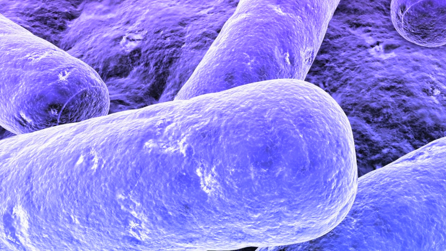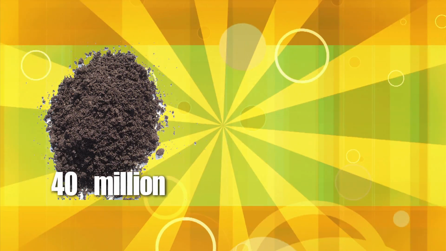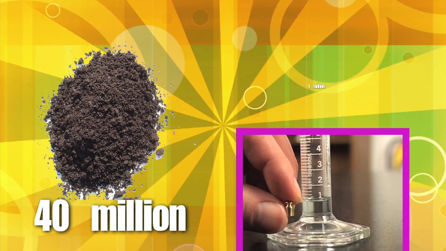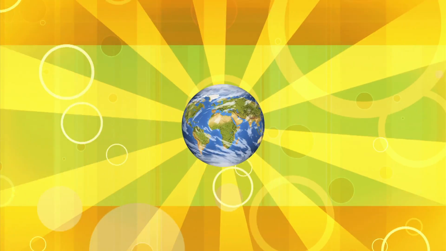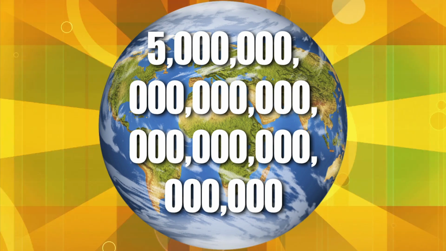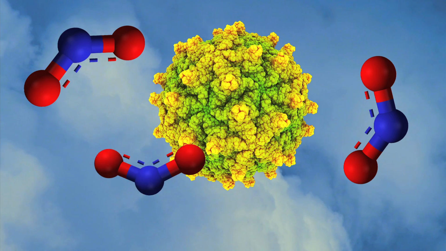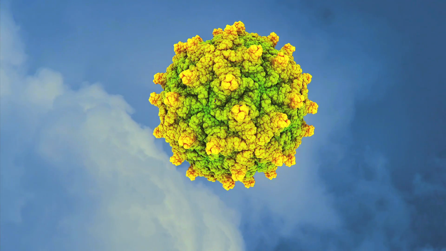Prokaryotic organisms lack a cell nucleus or other membrane. There are typically 40 million bacterial cells in a gram of soil and 1 million bacterial cells in a milliliter of fresh water. In all, there are approximately 5 nonillion bacteria on Earth. Bacteria are extremely vital in recycling nutrients, such as the fixation of nitrogen from the atmosphere.